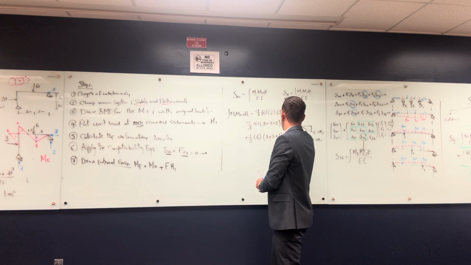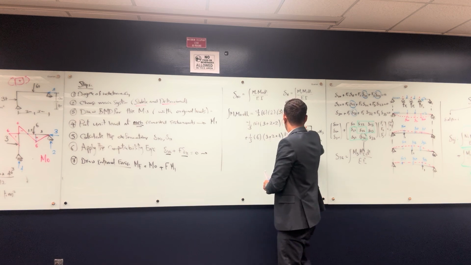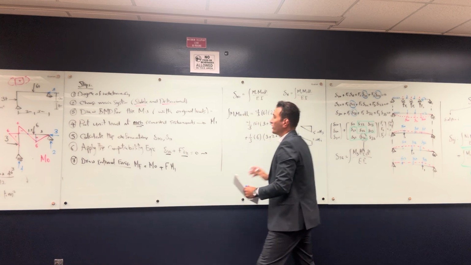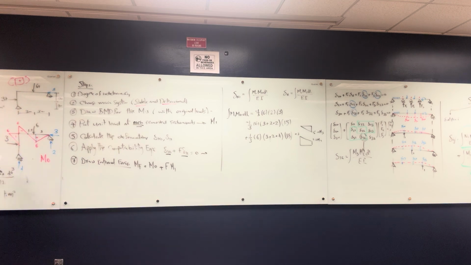Multiplied by the L 1.5. What did I do? So the table is saying, this is the rule: 1 over 6, M1 plus 2M2 multiplied by M3 multiplied by L. Since we have two moments here, 3 and 4, and this triangle has 6, it's going to be this 6 multiplied by 3 plus 2 by 4.